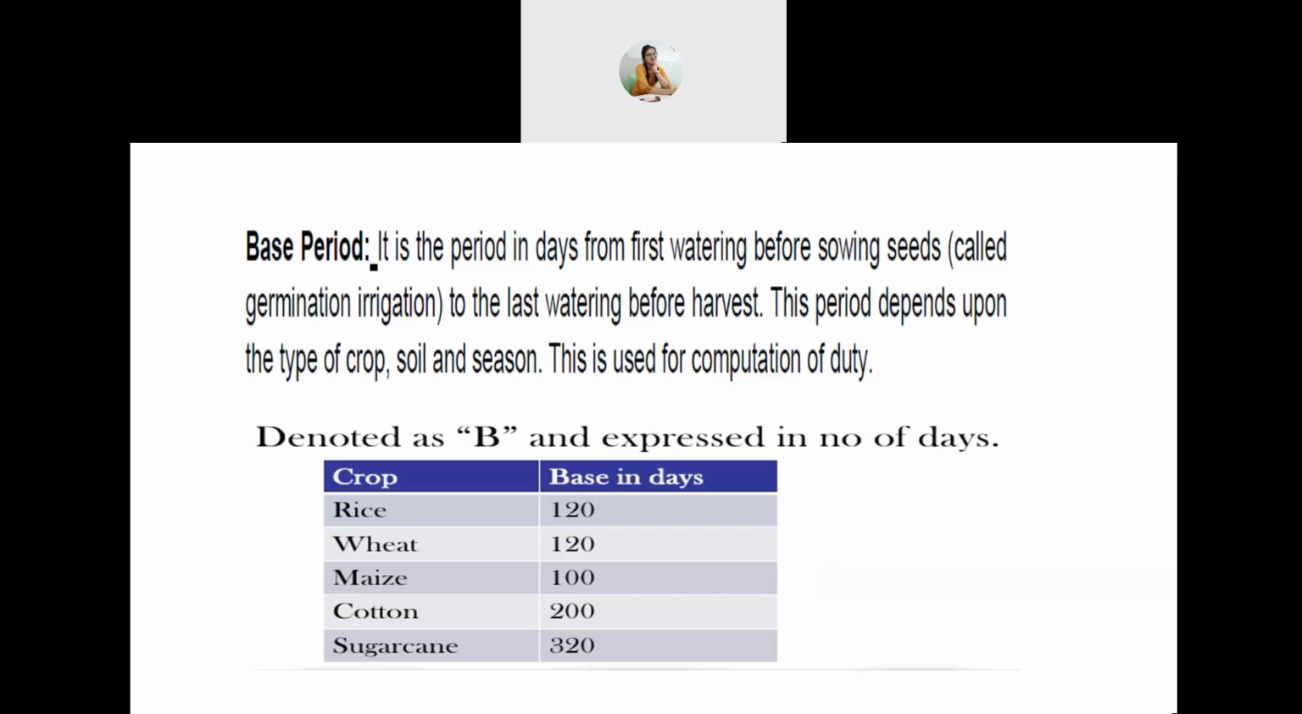Here I've shown you a table of the crops and the base period in days. The crop rice, its base period is 120 days. Wheat 120 days, maize 100 days, cotton 200 days and sugarcane 320 days.